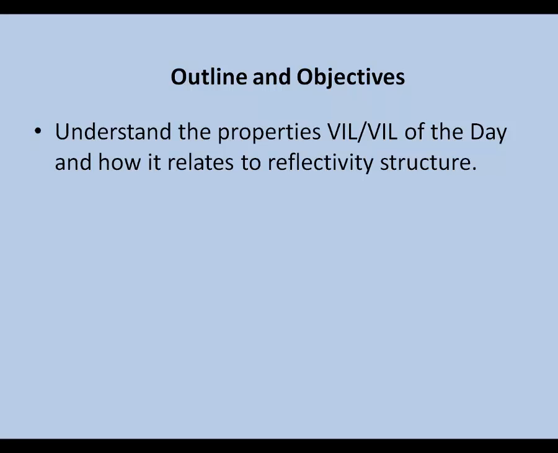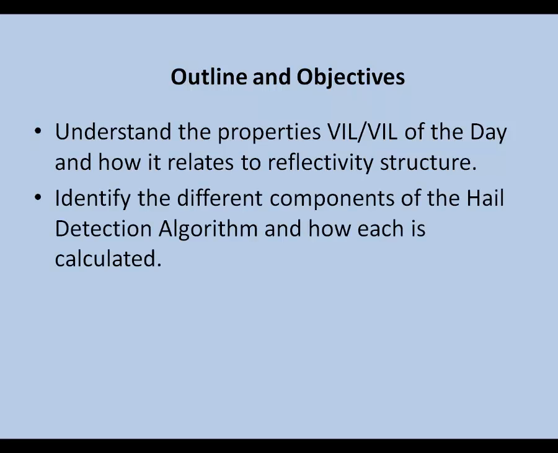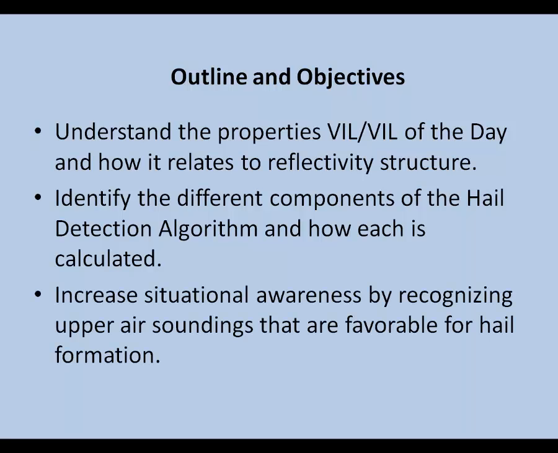This will be a review, and many of you will already know the subjects that we're going to talk about. But first we want to understand the properties of VIL and VIL of the day and how each relates to reflectivity structure. Second, we want to identify the different components of the hail detection algorithm and how each is calculated at the RPG. And finally, the biggest thing we want to try to do is increase situational awareness of hail by looking at things like upper air soundings, and in particular, what is favorable and non-favorable for hail formation.